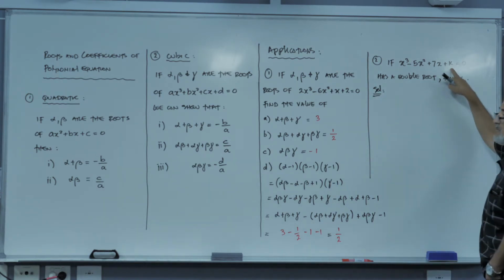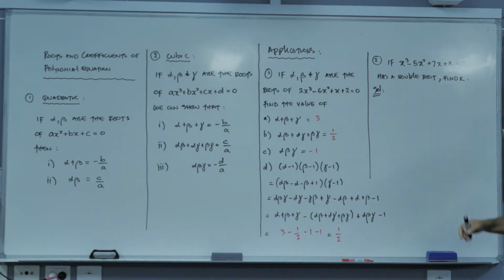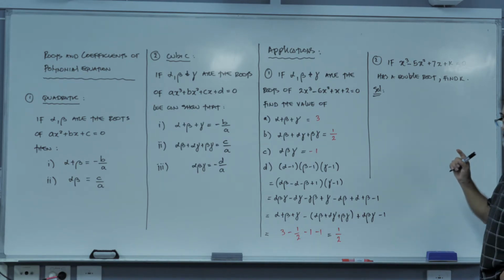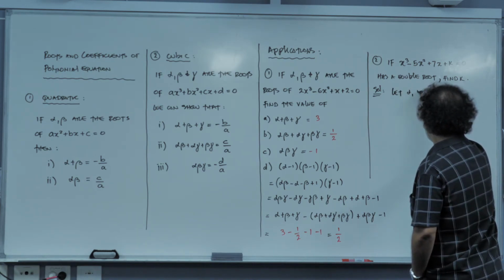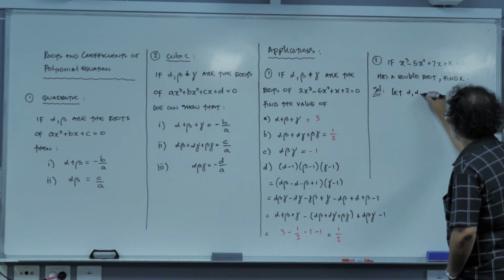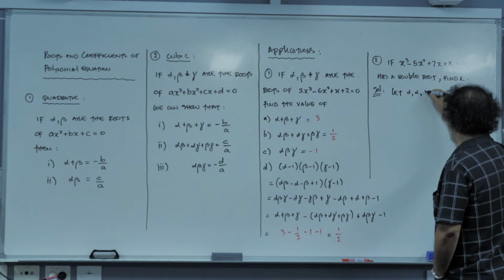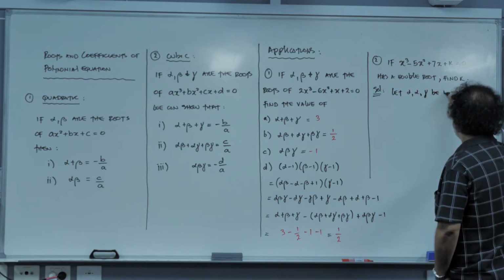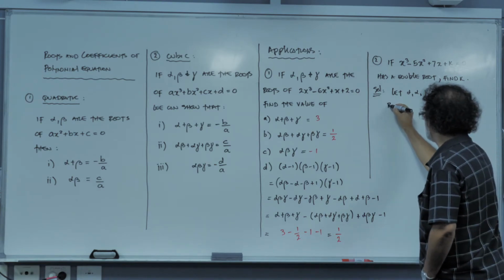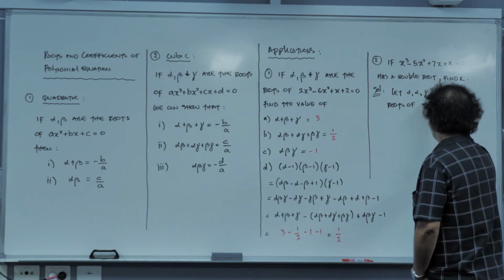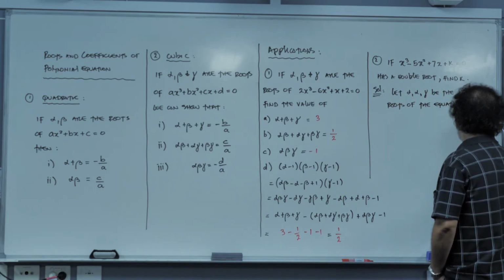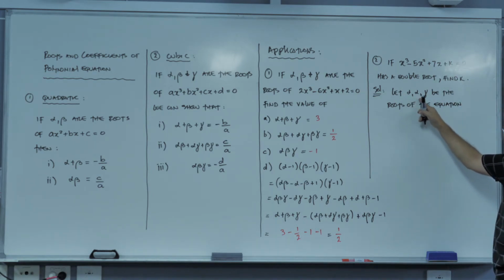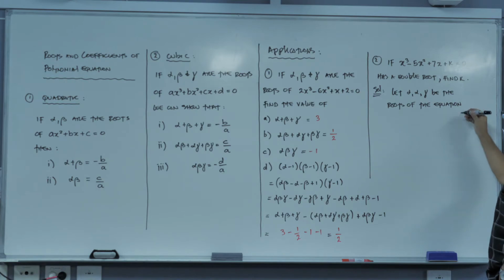Keep in mind that we need to find the value of the constant, so we need to find the value of k. How are we going to do this? We're going to say let alpha, alpha, if you want, you can say comma gamma be the roots of the equation. All right, so let alpha, gamma be the roots of the equation.